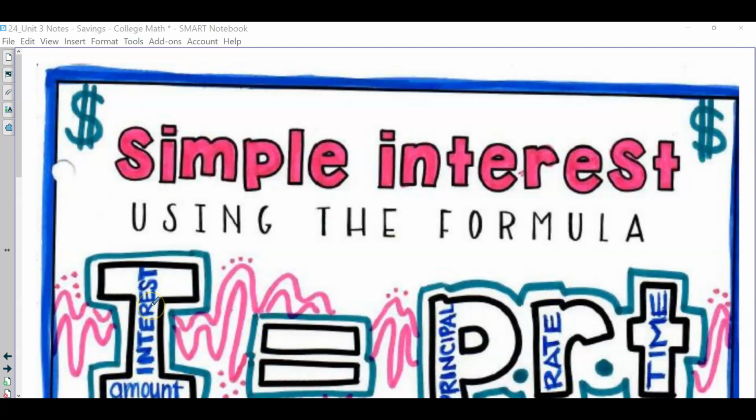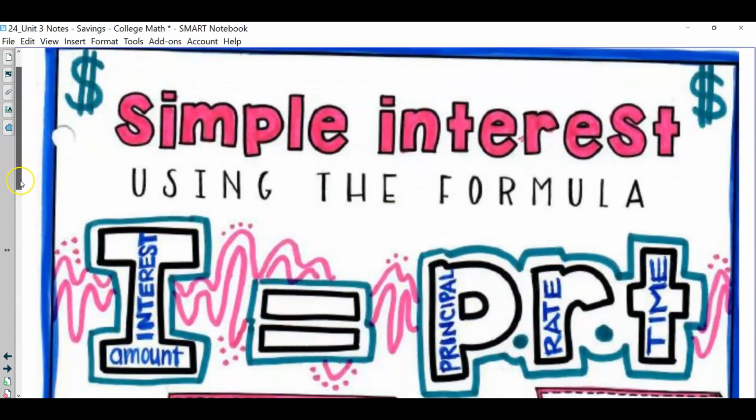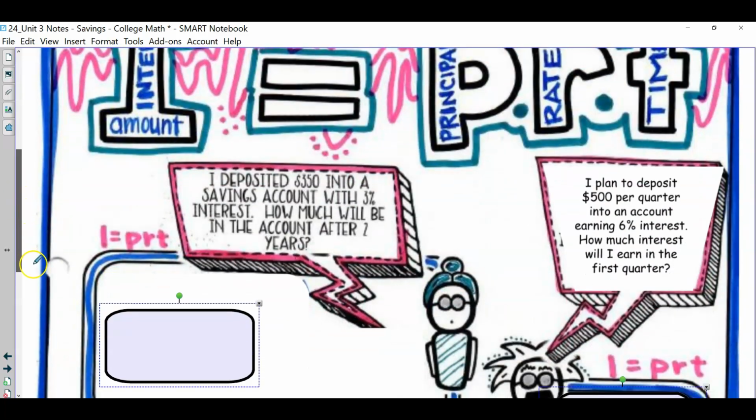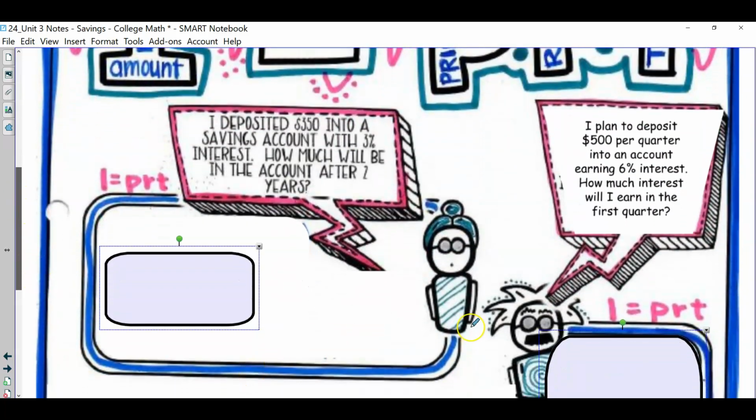All right, now we're going to take a look at the next page, which has some more doodle notes on it. And this actually shows you how to use the interest formula, so that I equals PRT. Down here you've got this grandma little stick figure. She says she deposited $350 into her savings account with a 3% interest. How much will be in the account after 2 years? So the first thing I'm looking at is how do you set that up? You get the formula up above, and it's got I equals PRT.